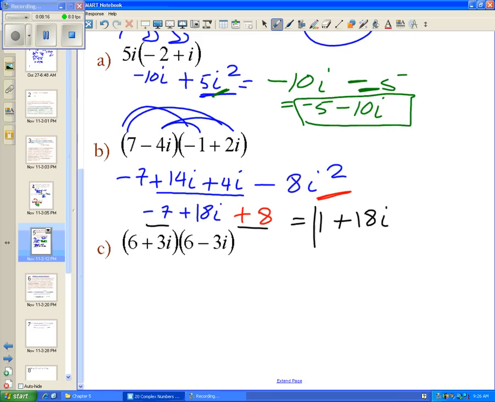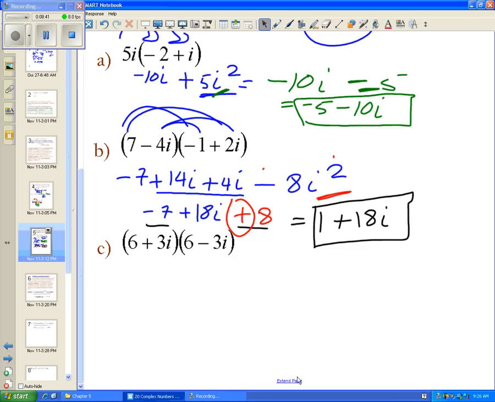My answer should always have, at most, a real term and an imaginary term. There shouldn't be any other terms. The i squared becomes negative 1, and negative 1 times negative 8 gives me positive 8, and the i squared goes away. Combine like terms, I get 1 plus 18i.